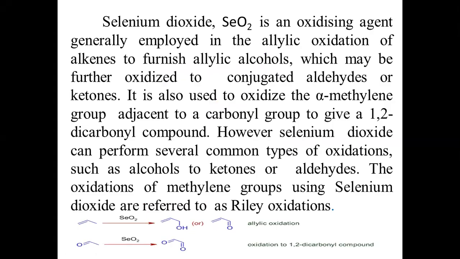Now, I already told you this is a reagent used for oxidation at allylic and benzylic CH positions. Now let us see what are the products formed when selenium dioxide is used on compounds which contain allylic and benzylic CH functions. Selenium dioxide is an oxidizing agent. It is generally used in allylic oxidation of alkenes to give allyl alcohols.